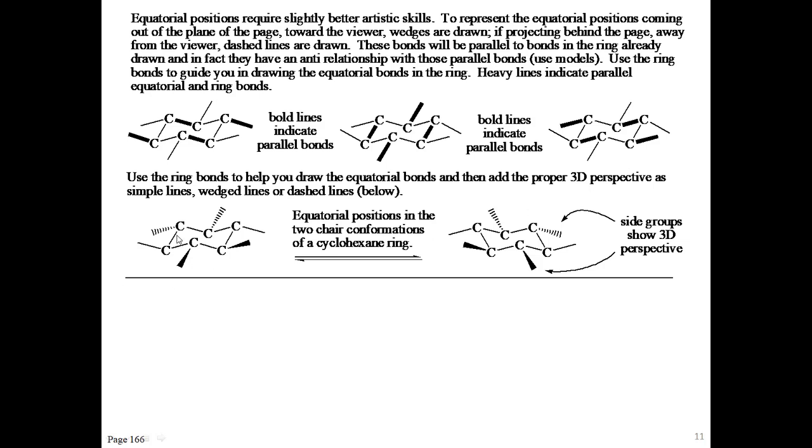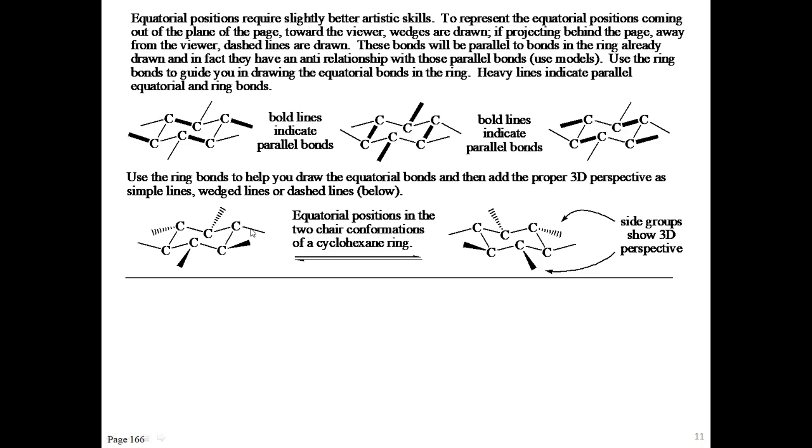I don't draw wedges and dashes in the ring itself, but I do put them on the groups coming out at us, so those would be equatorial out or away from us, equatorial away. And then that gives us our 3D perspective of the ring. Okay, so this would be one conformation, and this would be the other conformation.